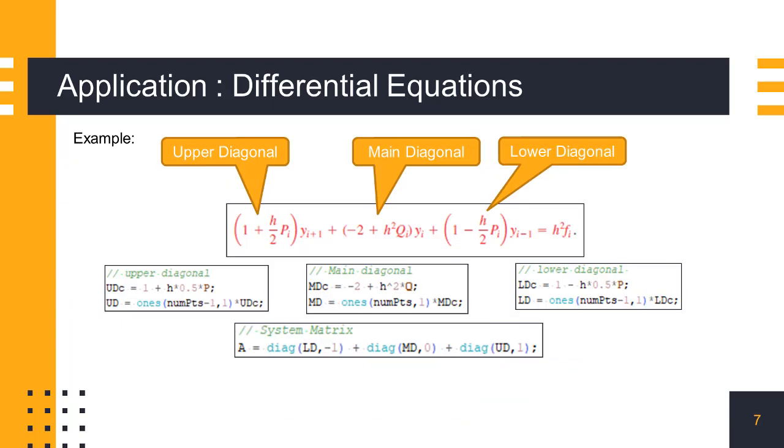Now, we have learned that the matrix A can be formed using the lower, upper, and main diagonal terms of the finite difference equation. In scilab, we form separate single-column matrices for lower, upper, and main diagonal entries, using the coefficients from the equation, and then combine all the three using diag function, to form matrix A. Let's understand the code in scilab.